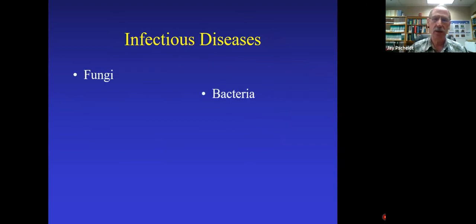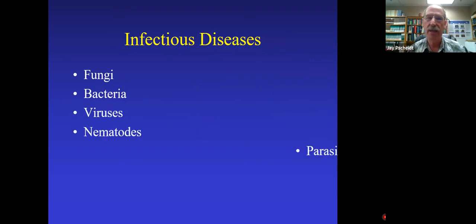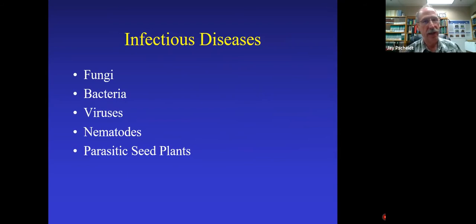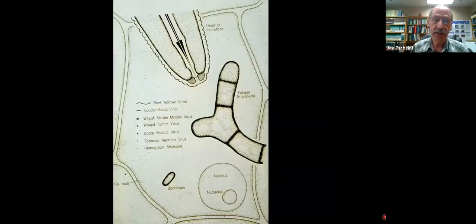For the infectious diseases here, we're talking about fungi. There's a lot of different plant diseases caused by fungi, a few by bacteria, lots of viruses that attack plants as well. These little roundworms called nematodes, and there are even plants that attack other plants.